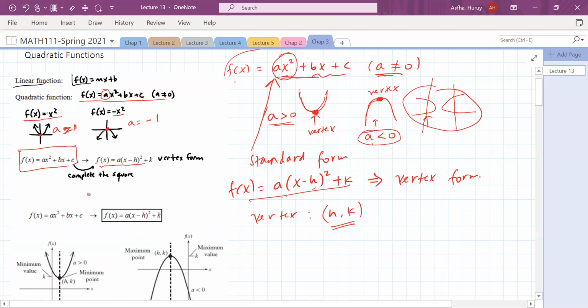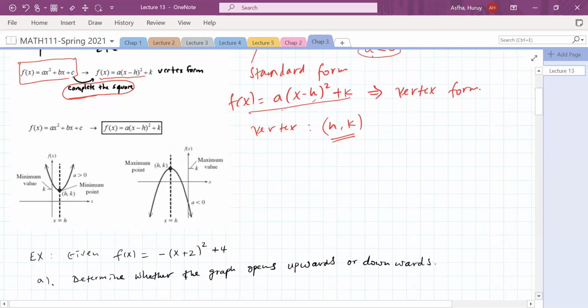Well, that's by completing the square. Remember, we use this technique to solve a quadratic equation, and we use it now to rewrite a function into vertex form, and we will see an example of how to do that. Once we have the vertex form, let's look at this graph now. We can study all the behaviors now.